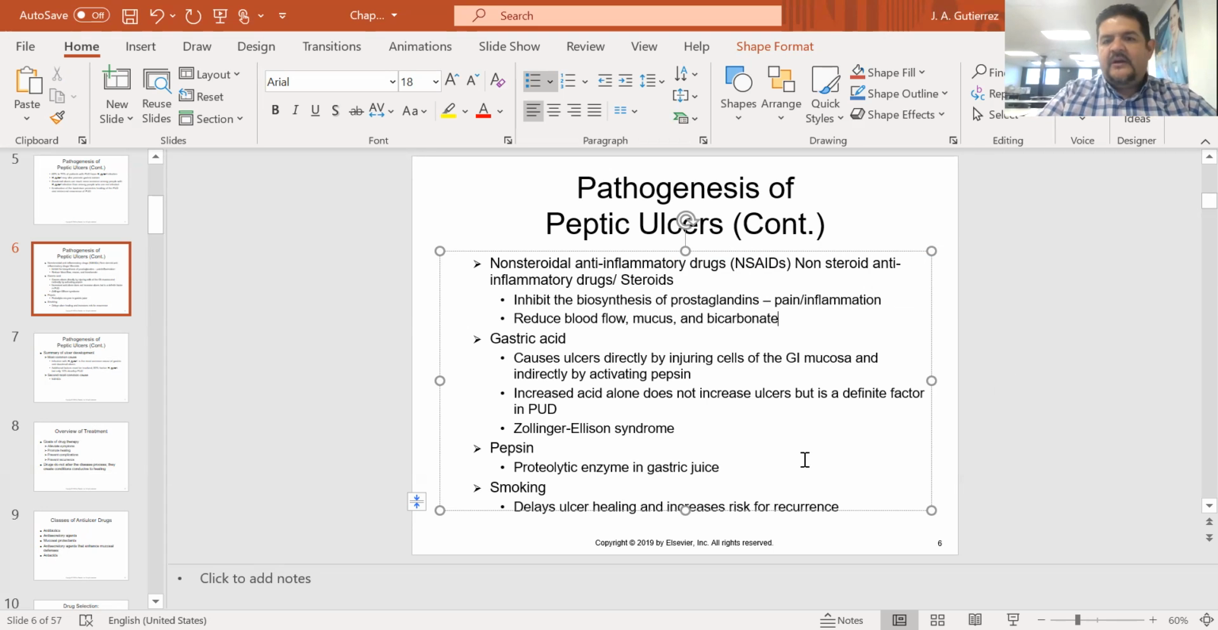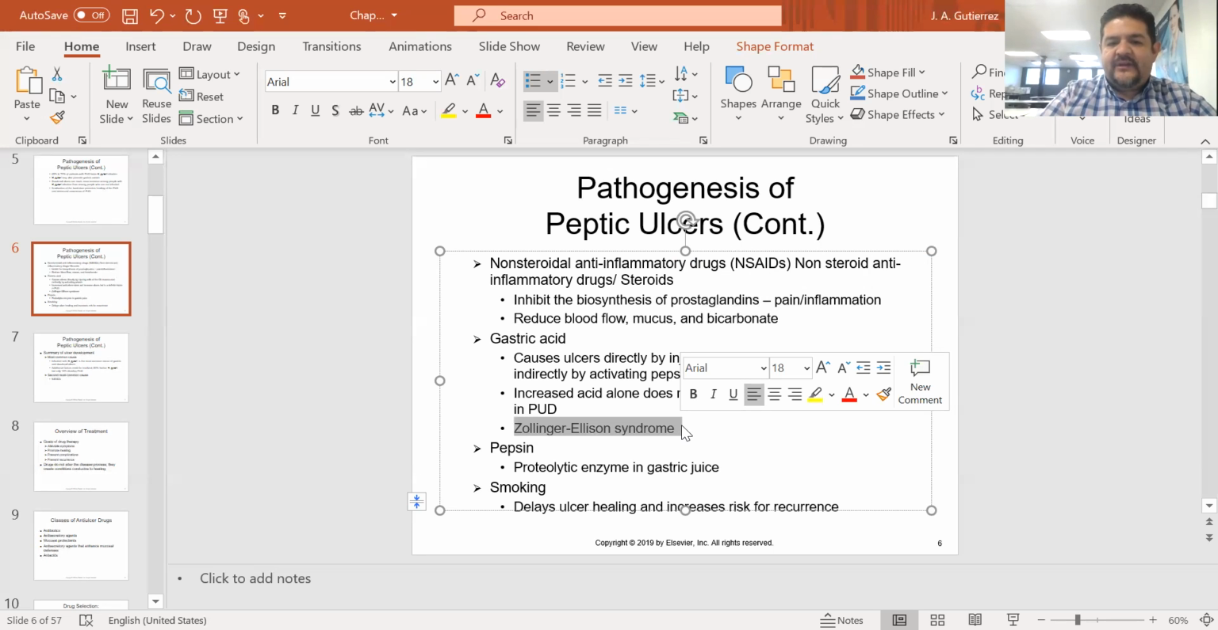Other reasons for having peptic ulcers include a severe gastric acid problem. It could be a tumor, and we call that Zollinger-Ellison syndrome. This is a tumor that produces a lot of gastric acid.